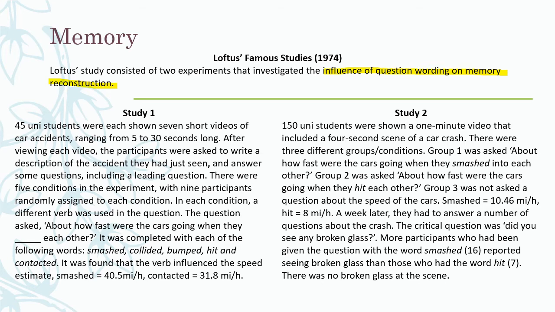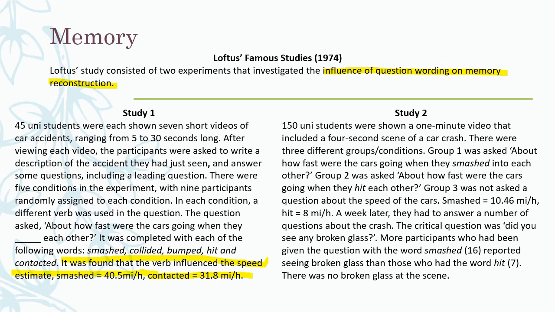In each condition, a different verb was used in the question. The question asked how fast were the cars going when they something each other. It was completed with each of the following words: smashed, collided, bumped, hit, and contacted. What they found was that the verb influenced the speed estimate. So if you said smashed, then they were going at 40.5 miles per hour. If it was just contacted, then it was 31.8 miles. So just changing one word actually affected what the eyewitness saw or perceived that they saw.